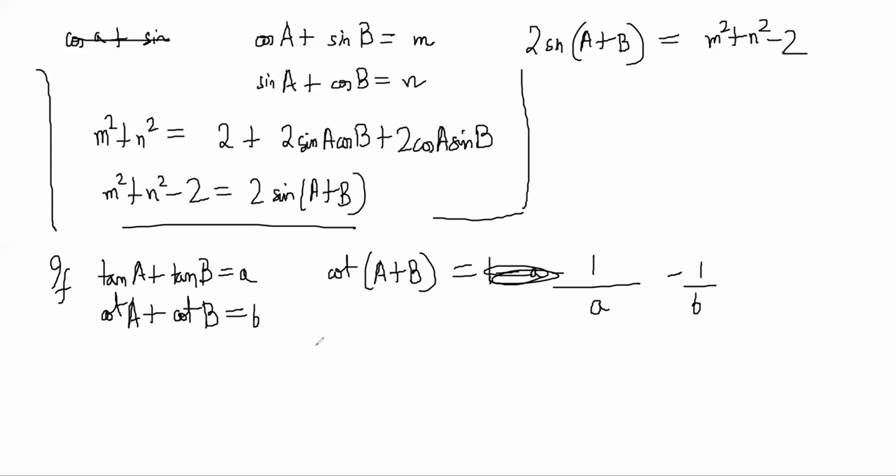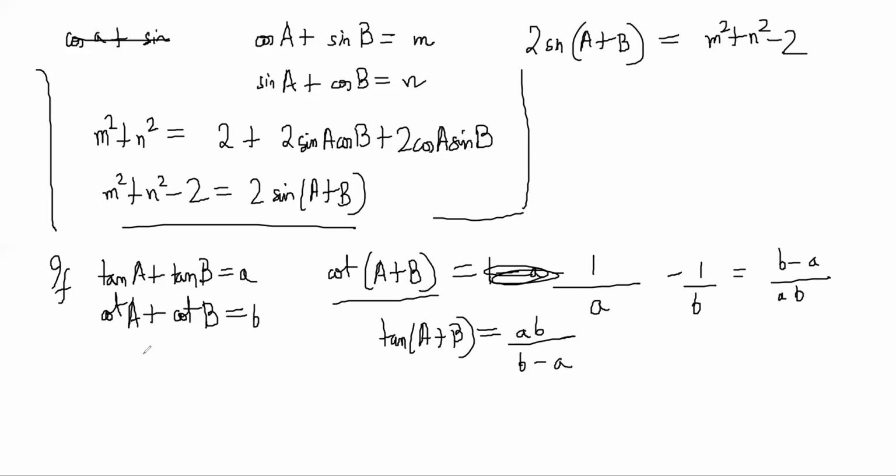So instead of finding cot of A plus B, I can find tan of A plus B. I have to prove that cot of A plus B is equal to (b minus a) by ab. So I have to prove that this is equal to (b minus a) by ab. This is brute force also, I can do. No need to do anything, let's just find out ab by (b minus a). It's not even hard.